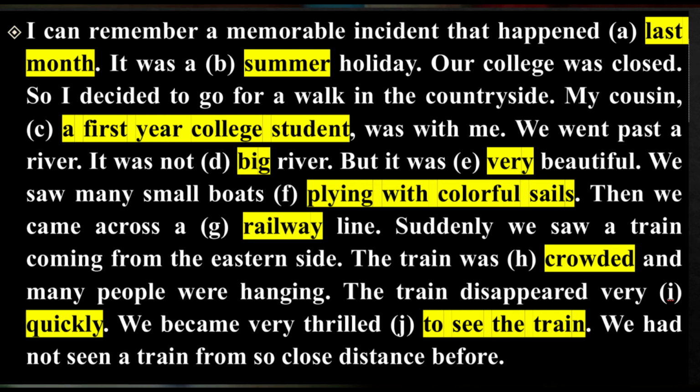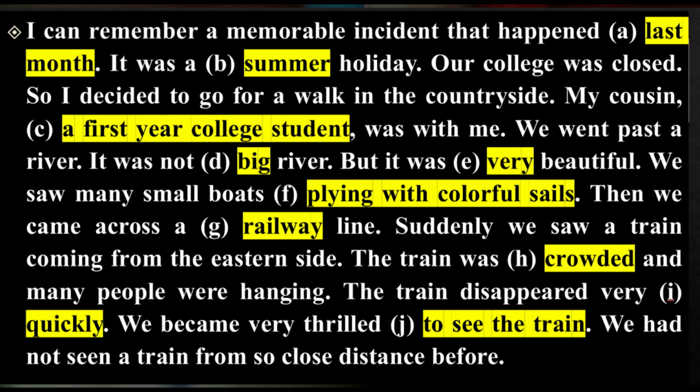Now come to the next line. We saw many small boats dash. Here we are asked to put a participle phrase. So a participle phrase will be like this: a verb that starts with ing and there will be more than one word. We can complete this gap: we saw many small boats plying with colorful sail.